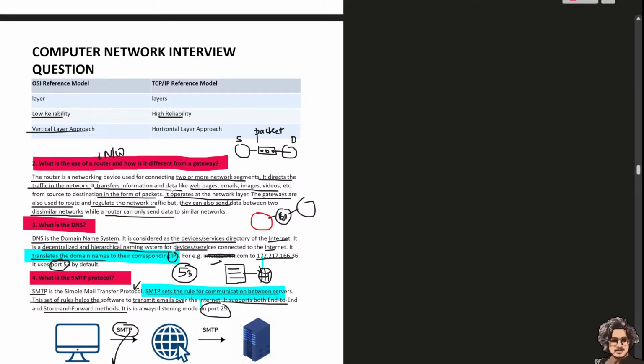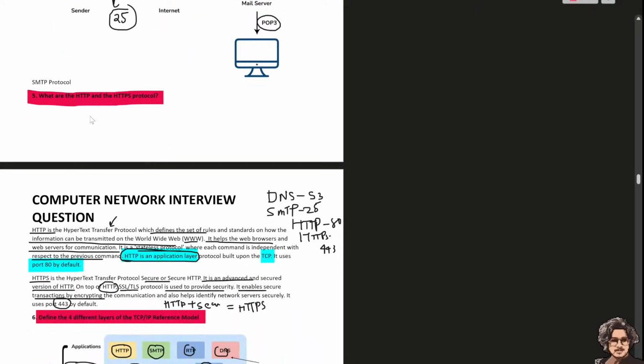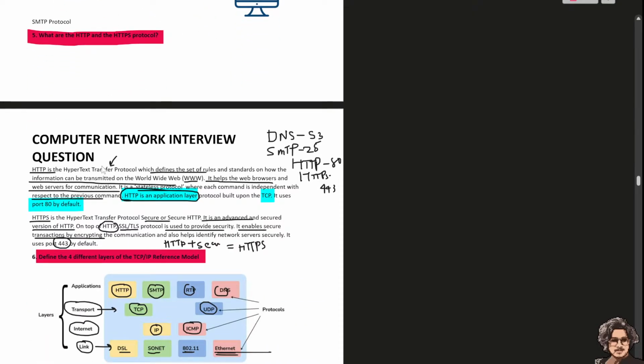What is a router? We also covered DNS and SMTP. A router is a network device used for connecting two different network segments. Gateways are also used like a router to regulate network traffic, but they send data between two dissimilar networks. We also have HTTP. DNS is port 53, SMTP is 25, HTTP is 80, and HTTPS is 443. These are port numbers.